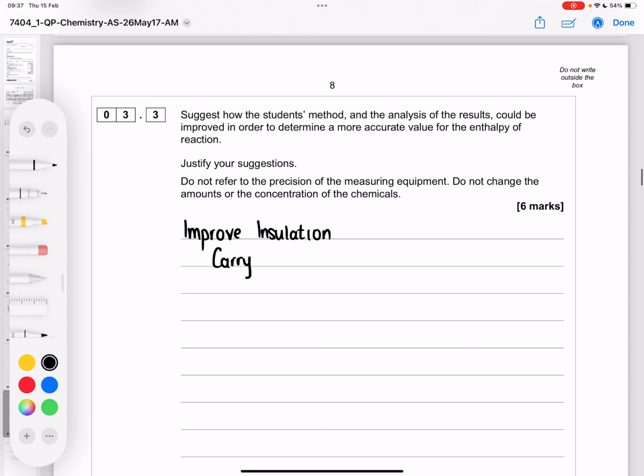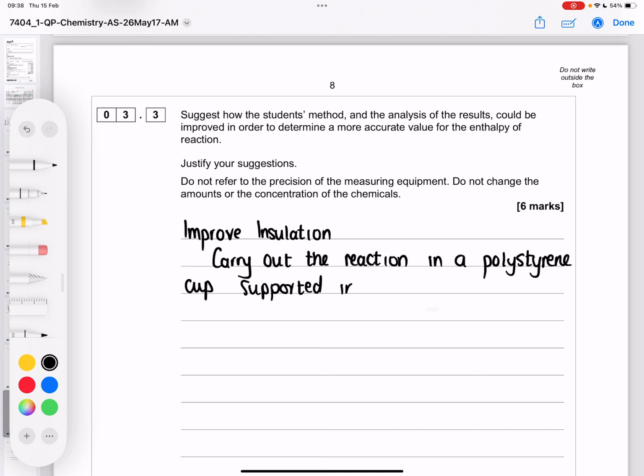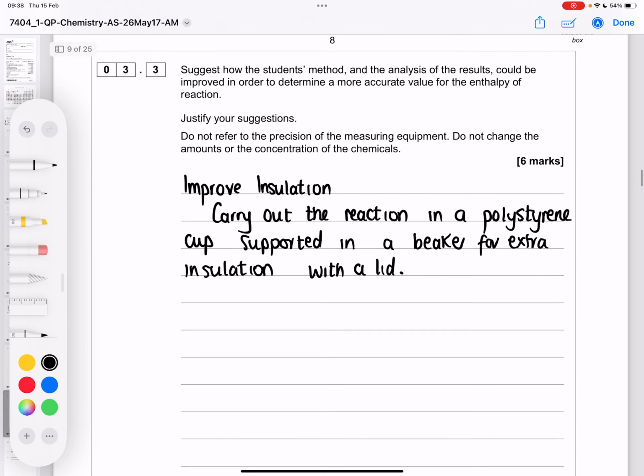So maybe you carry out the reaction in a polystyrene cup, supported in a beaker that provides extra insulation, with a lid. Okay, maybe that's our first thing.